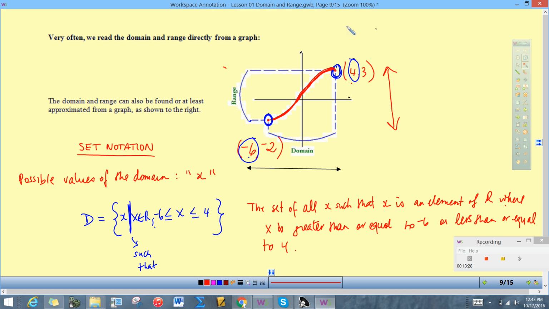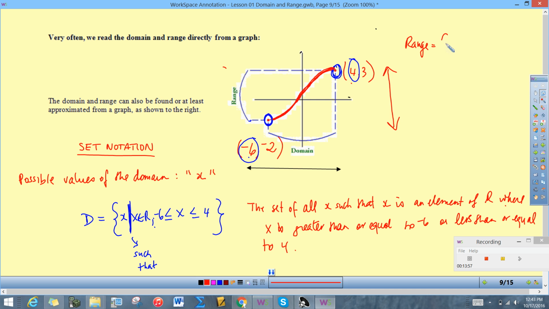Okay? So if I put this in set notation, my range is equal to the set of all y such that y belongs to the real numbers. And where are my values of the y starting? They seem to be starting at -2, so y has to be greater than or equal to -2, but it's going to have to be less than or equal to 3. And there, I've done my domain and range in set notation.